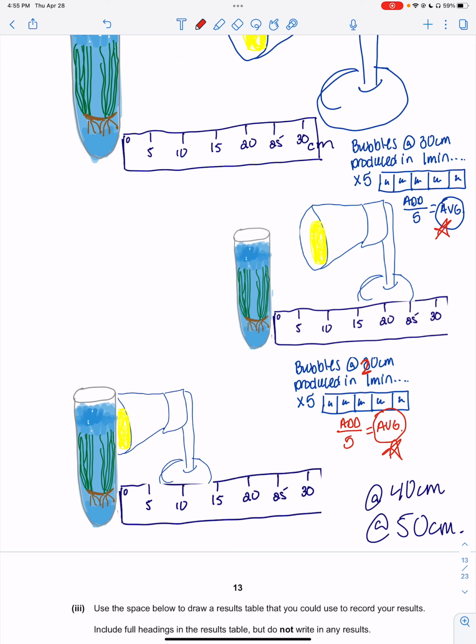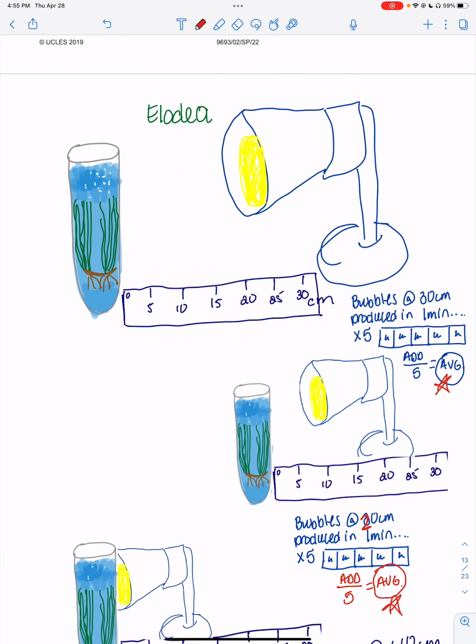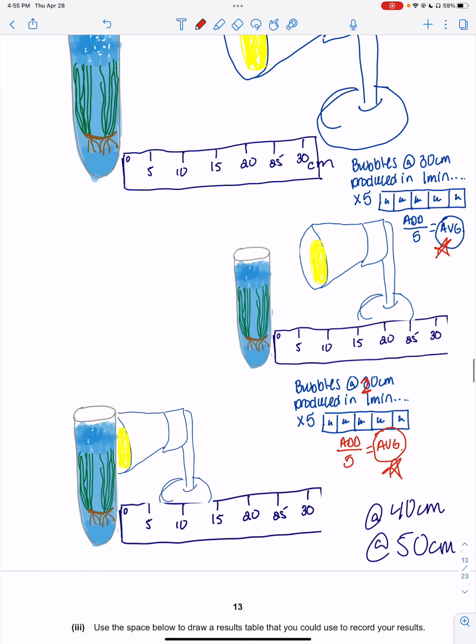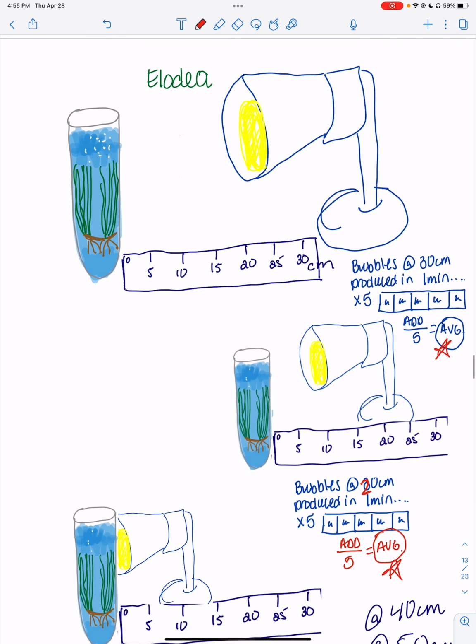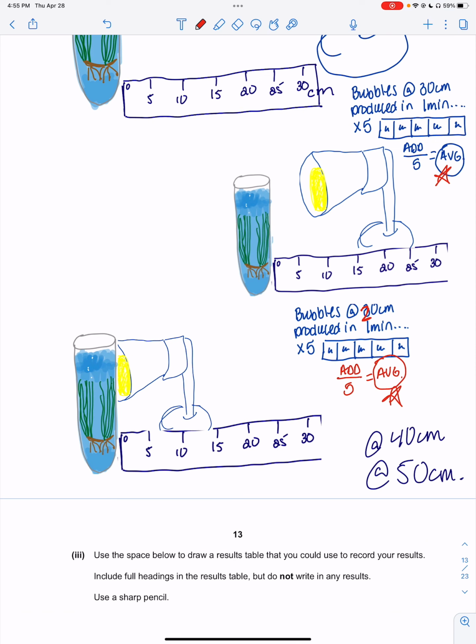You can do it 5 separate times, or you can have this set up at once 5 times. But then you would need 5 people to be counting the bubbles. You would need a lot of lamps. So it probably would be easier just to do it separately. I mean, it's only a minute, right? So you do it 5 times for your 30 centimeter mark, 5 minutes. 5 times for your 20 centimeter mark, another 5 minutes. 5 times for your 10, another 5 minutes. So right there, you're at 15 minutes. And then the 40 and the 50, 25 minutes.